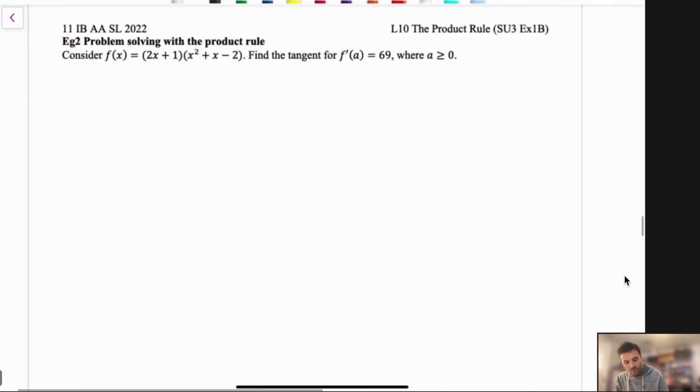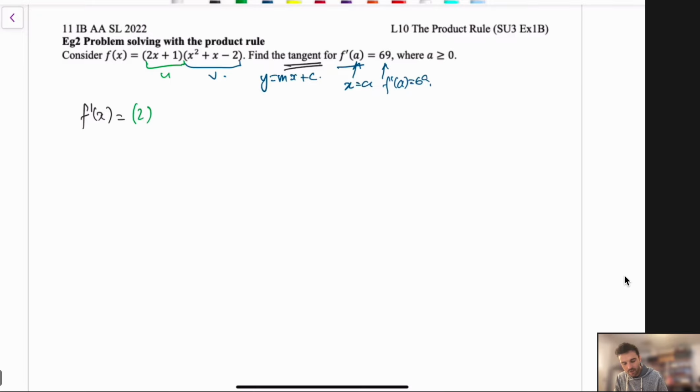So first thing, we need to find a tangent, so we're thinking y is equal to mx plus c, and we know that the gradient at x is equal to a is going to be 69. Okay, so how about we differentiate this function? Let's call this u, let's call this v, and let's differentiate. f dash of x is equal to, and then we differentiate u times by v, then we add together v again, which is the differential of that, so that becomes 2x plus 1.